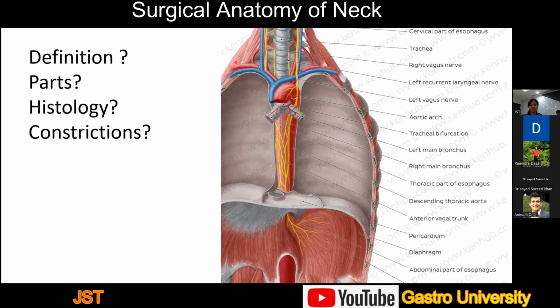Talking about the constrictions, since we as ENT do a lot of rigid esophagoscopy, it is important for us to know the constrictions of the esophagus. The first is at the cricopharyngeal sphincter, which is roughly 15 centimeter from the incisor teeth. The second is at the arch of aorta, which is 25 centimeter from the incisor. The third is at the bronchus, which is 28 centimeter, and the diaphragm, which is 40 centimeter.